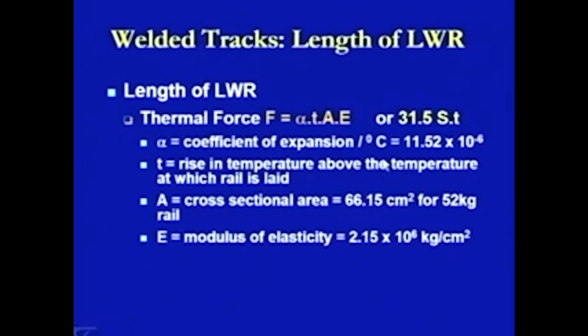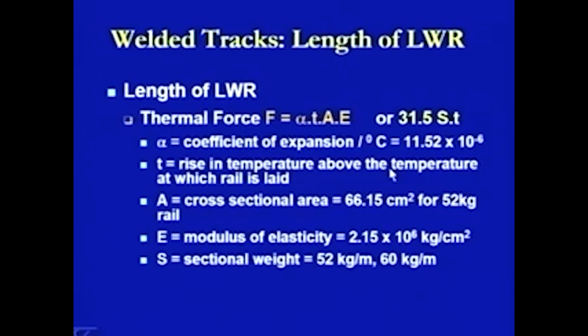The values of certain constants are also being shown here. So, on the basis of this value the thermal force can be computed, or it can also be computed by a formula like 31.5 S into T, where S is the sectional weight of the rail section, and T is the temperature by which it is increasing.